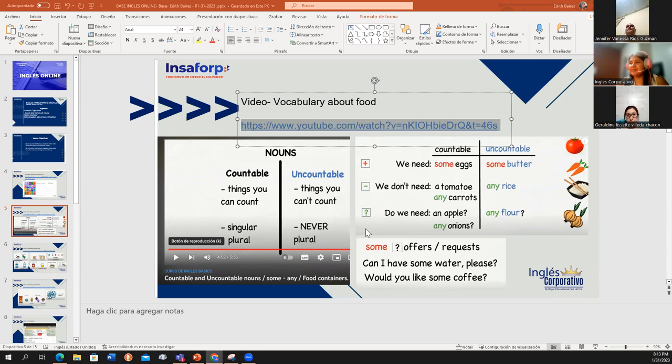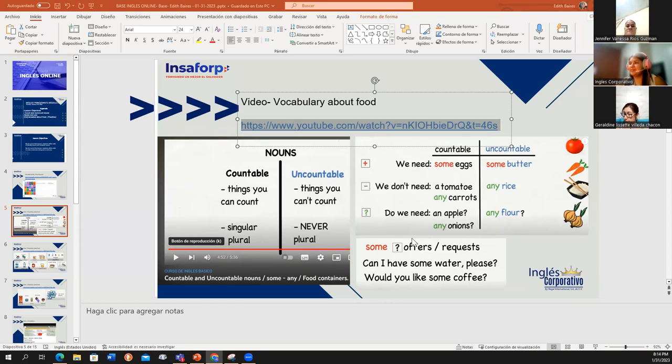Lo vamos a hacer en español para que quede más claro, okay? ¿Cuál es la diferencia entre usar some and any? Do you remember? Any es para lo negativo y some es para lo afirmativo. Okay, afirmativo. ¿Y en qué más podemos utilizar any? Preguntas, ofreciendo algo, que estemos ofreciendo. Okay, preguntas.